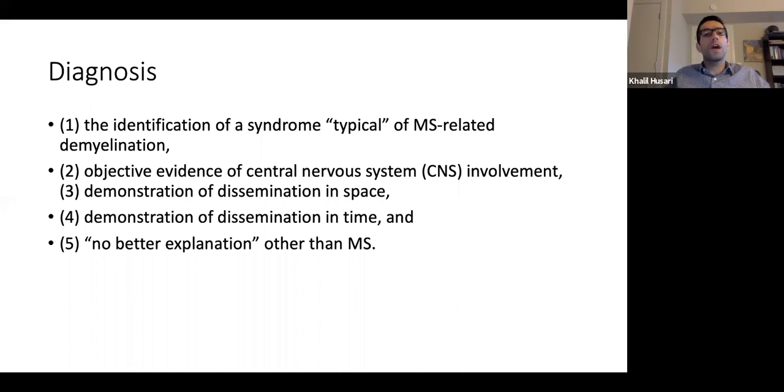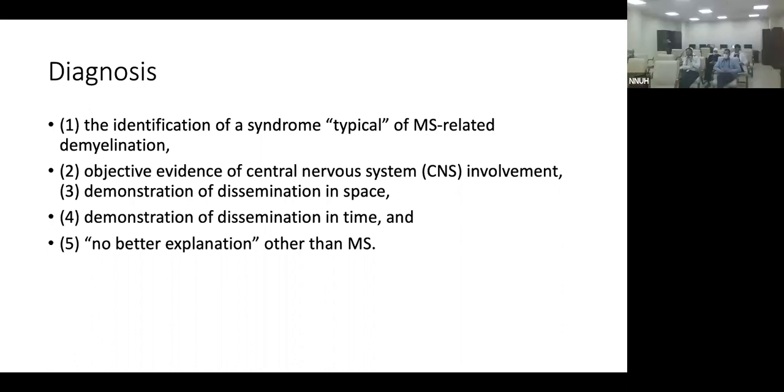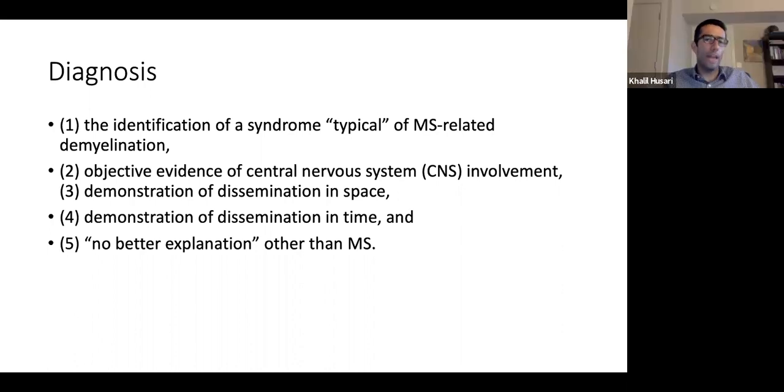Okay, so how are we going to diagnose this patient? The first thing is to say that the patient has a clinical presentation typical of multiple sclerosis, related demyelination. So we have evidence of CNS demyelination from the clinical history. Then the other thing, we need some objective evidence. And this objective evidence is either physical exam, MRIs, or CSF. So objective evidence that CNS demyelination is happening.